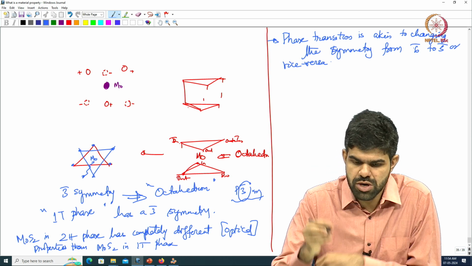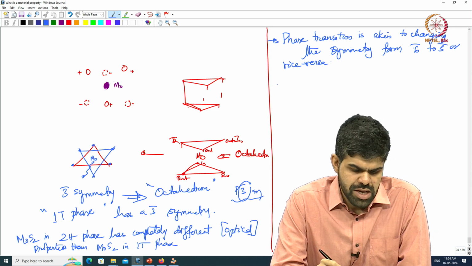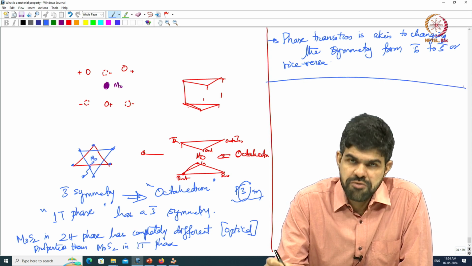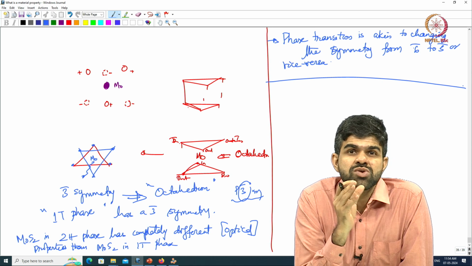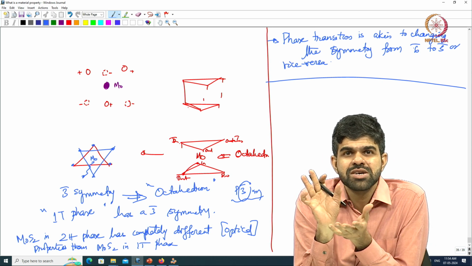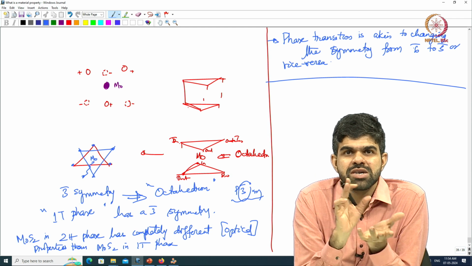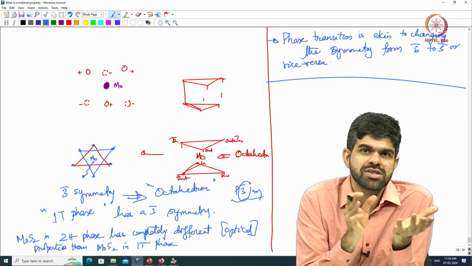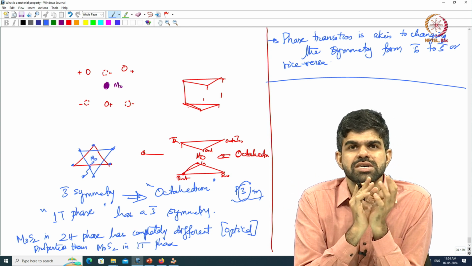So, when we talk about space groups, that is okay. That is one example of where you can find octahedra, and the octahedra are sort of transforming into prisms when you have a 1T to 2H transition, and vice versa the prisms are sort of transitioning to octahedra, and so on and so forth.